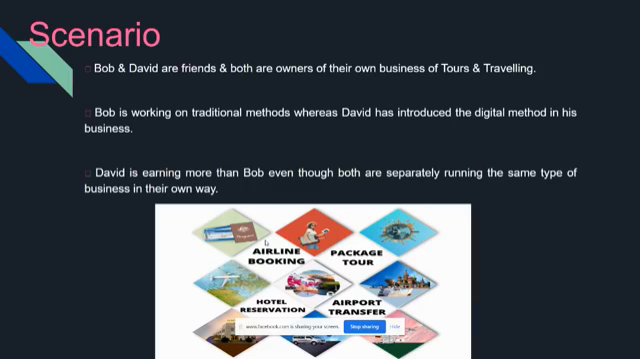So that is the reason David's business is flourishing more and more, whereas Bob is struggling. Because he's using the traditional way, he's doing all the documents in a physical way, keeping all the records, doing manual checking and manual booking and everything. That is taking a lot of time, and nowadays people are not waiting that long.